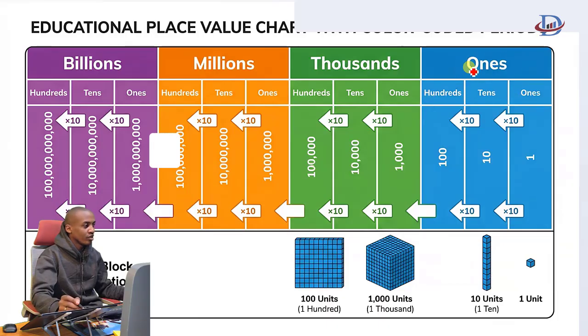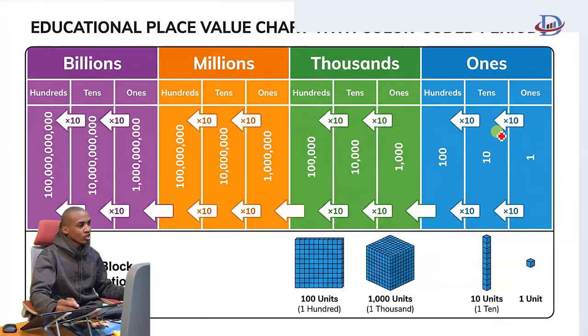The first period is called ones: 1, 2, 3. The next one is called thousand: 1, 2, 3. Then million: 1, 2, 3. Then billion. Okay, so the number next to it, from the right to the left, is 10 times bigger in position than the previous one.